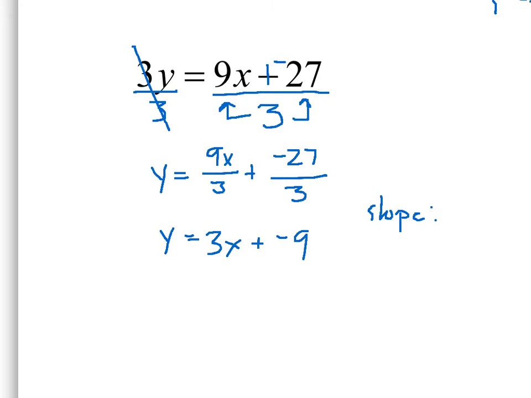Frida? 3 over 1. So she has taken our slope over here, our coefficient of our x. She said it was 3. She wants it in rise over run form, so she put it in fraction form over 1. And our y-intercept is what? Marta? 0, negative 9.